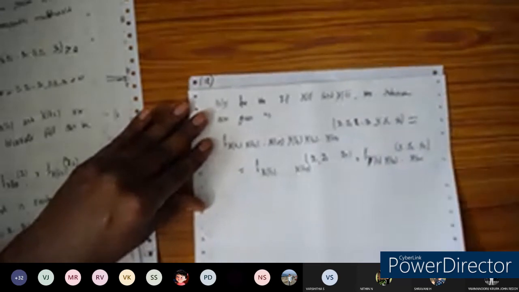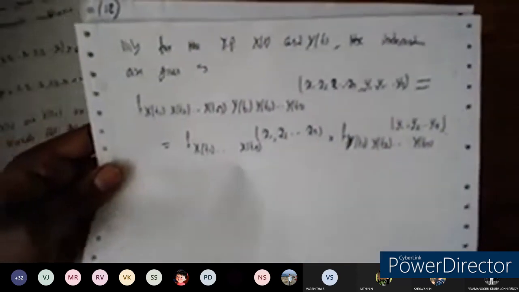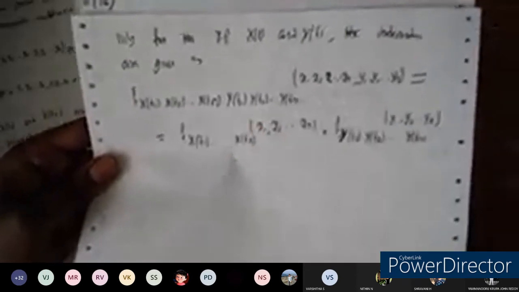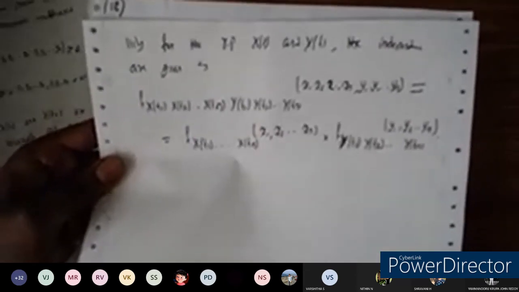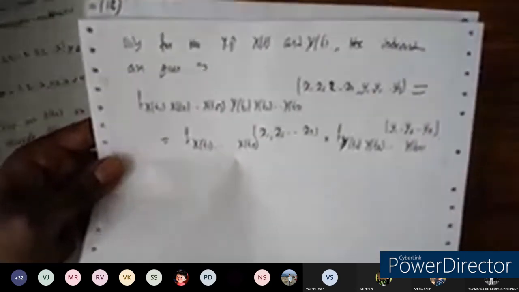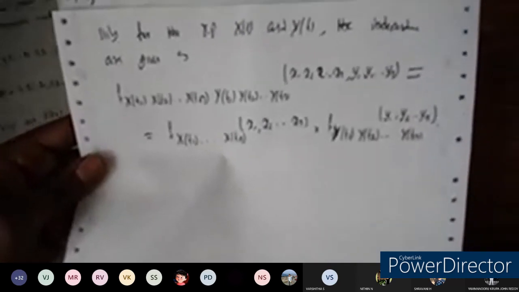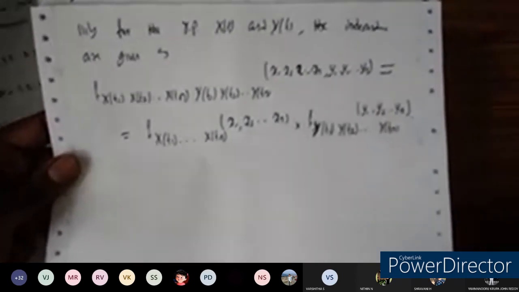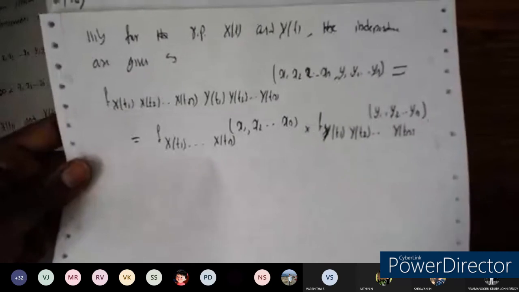So this is how we can define independence for the two joint random processes. This is called a multivariate joint random process because we are considering two random processes. So it is called a multivariate joint random process, and we define it like this. This is for the statistical independence.